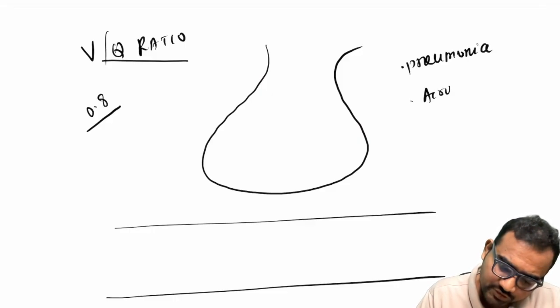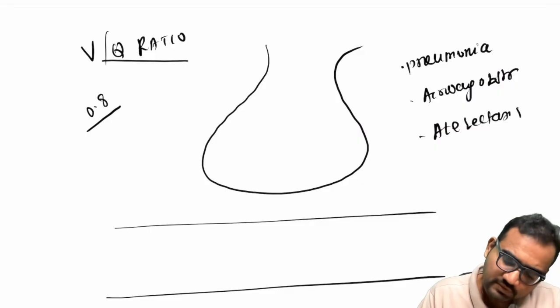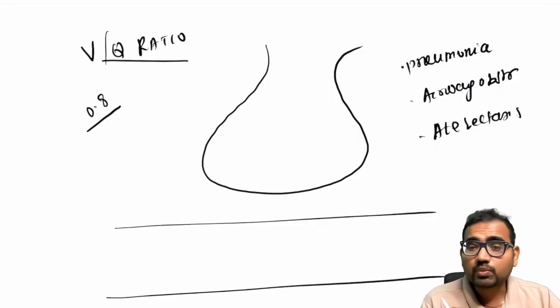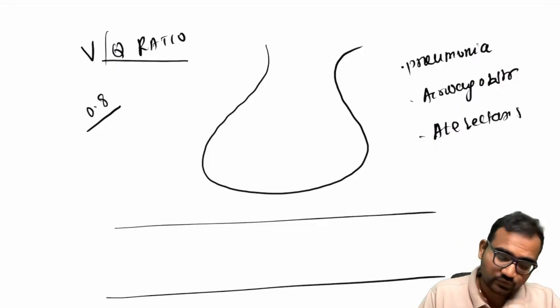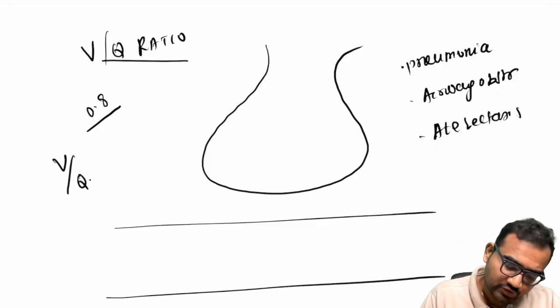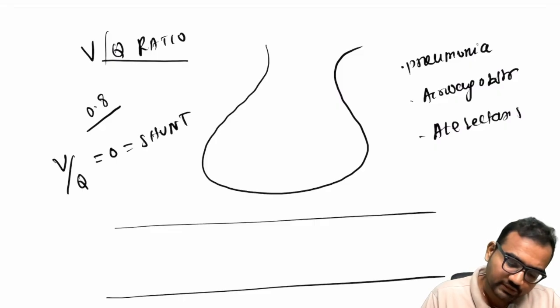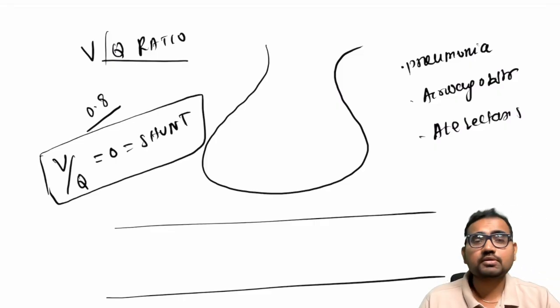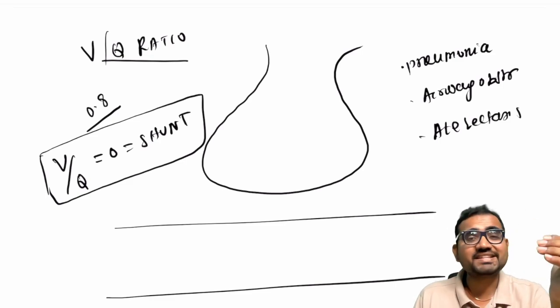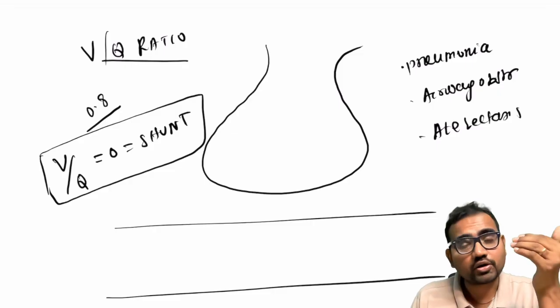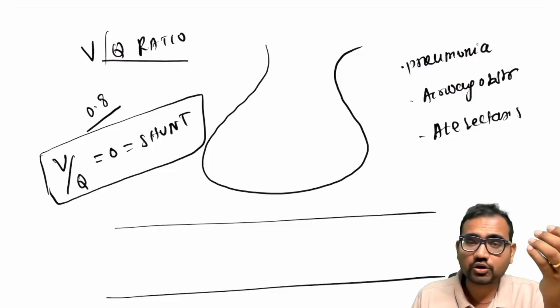or airway obstruction or atelectasis, what happens is there will be no ventilation, there will be only perfusion. So in those situations, V by Q is equal to 0, what we call as shunt. So when the ventilation perfusion ratio is 0, we are going to call that as shunt. It is seen in patients with pneumonia or airway obstruction or atelectasis.